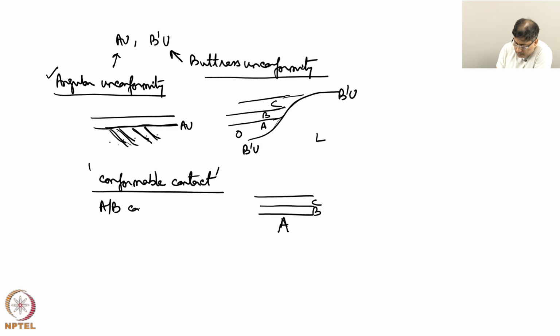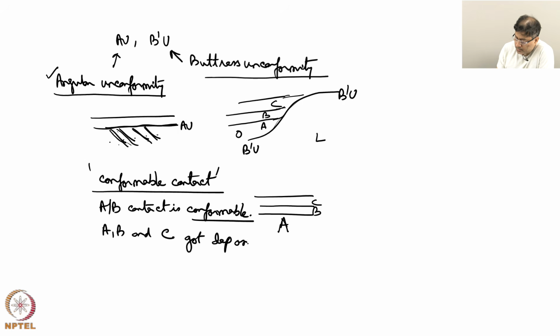A, B contact is conformable. Or another language can be seen in the geological literature, that is A, B and C got deposited.